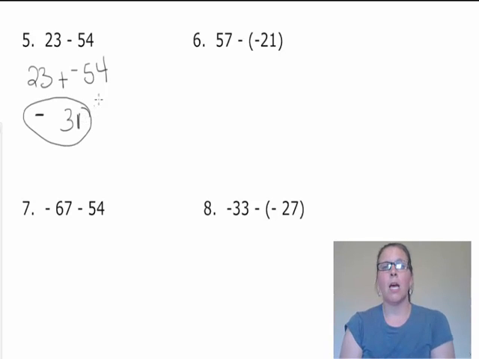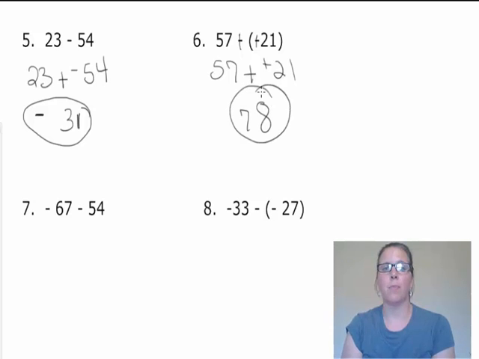Okay. Over here on number 6, again, if you look at this and know right away what to do, so this is positive 57, take away negative 21. I'm not writing all 57 of those out. So, if you know right away what to do, great. Otherwise, cha-ching. So, 57 plus a positive 21, you're just adding them together. It's just an addition problem. 78.